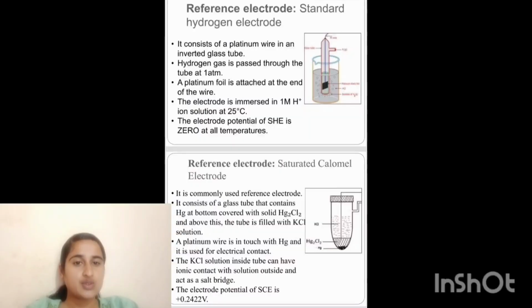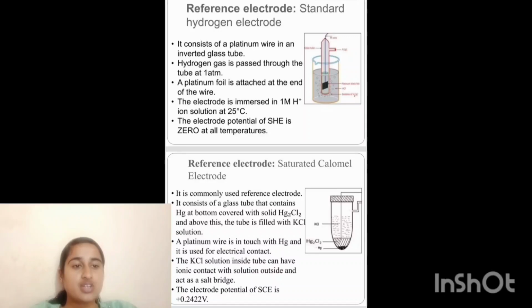Standard hydrogen electrode: it consists of a platinum wire in an inverted glass tube. Hydrogen gas is passed through the tube at 1 atm. A platinum foil is attached at the end of the wire. The electrode is immersed in a 1 M H plus ion solution at 25 degrees Celsius. The electrode potential of SHE is 0 at all temperatures.